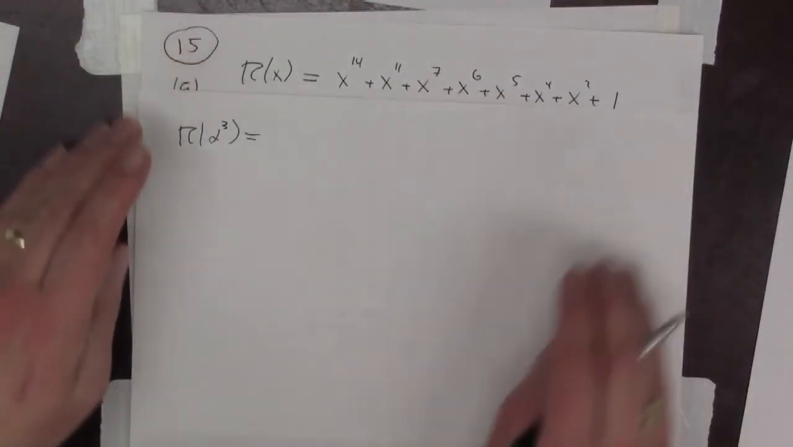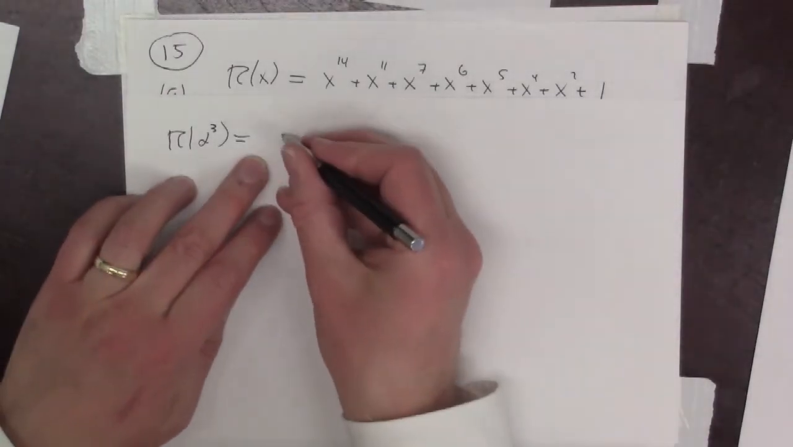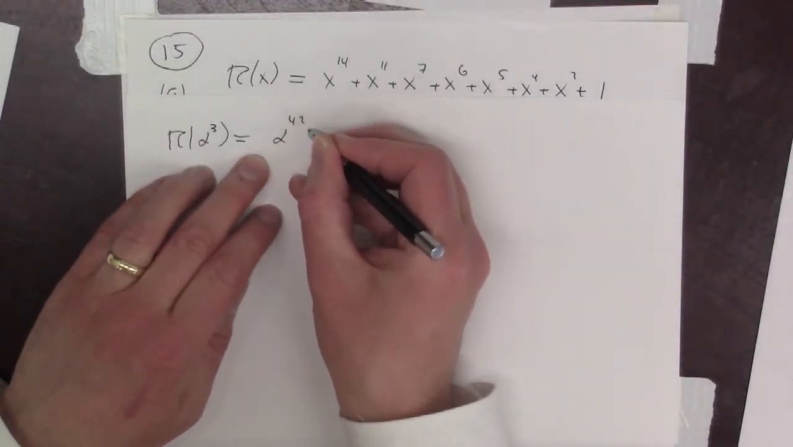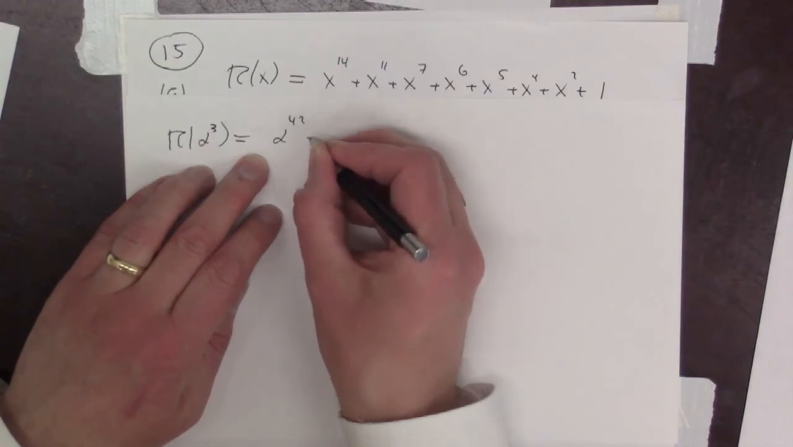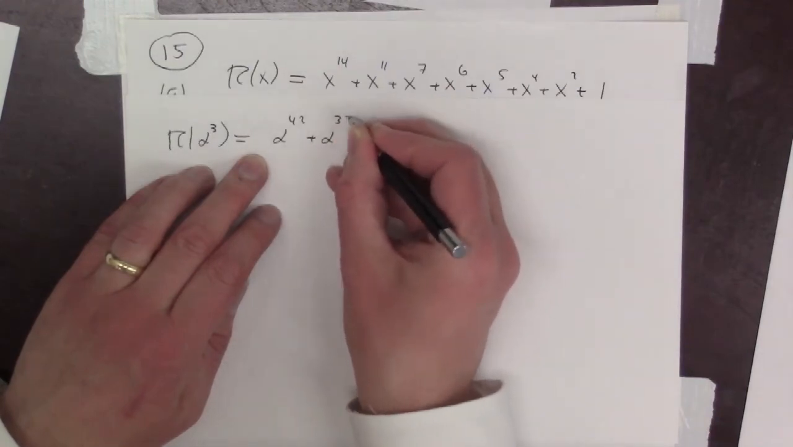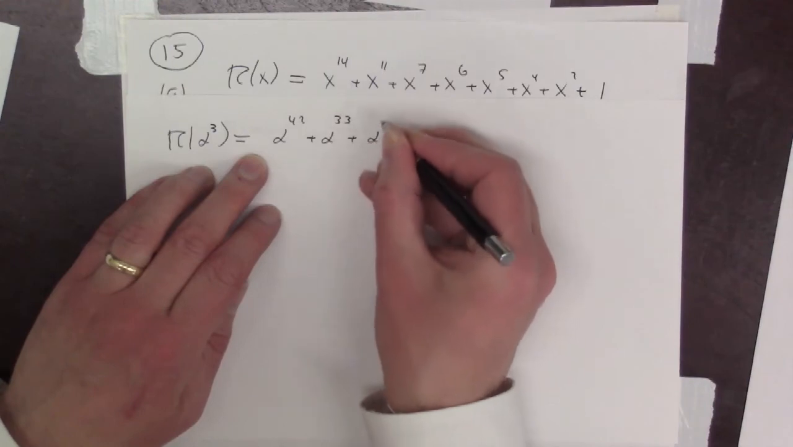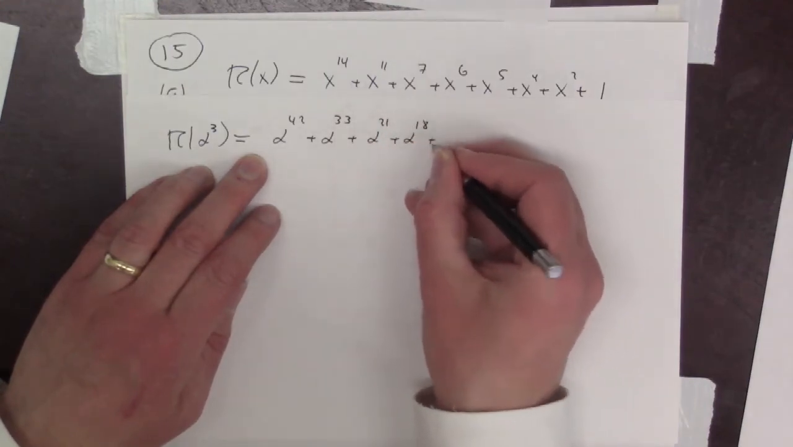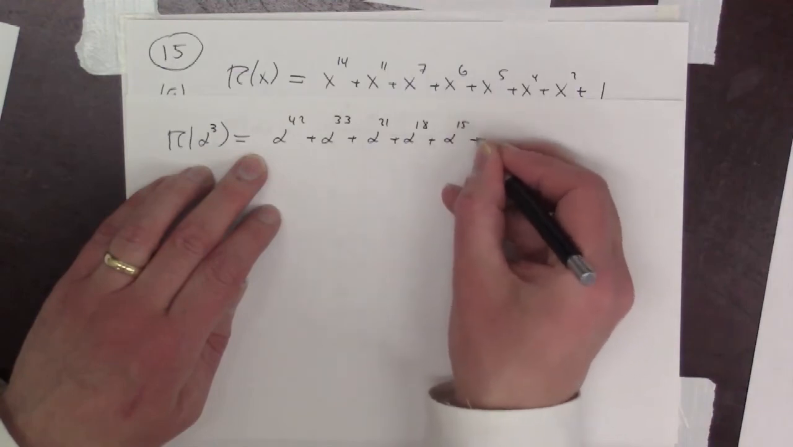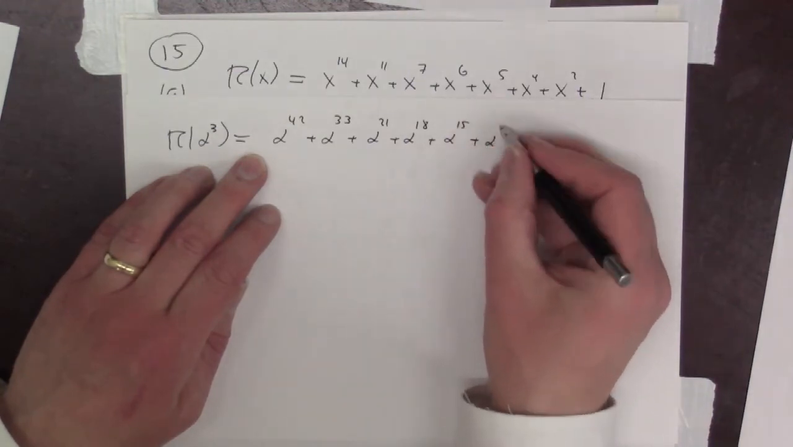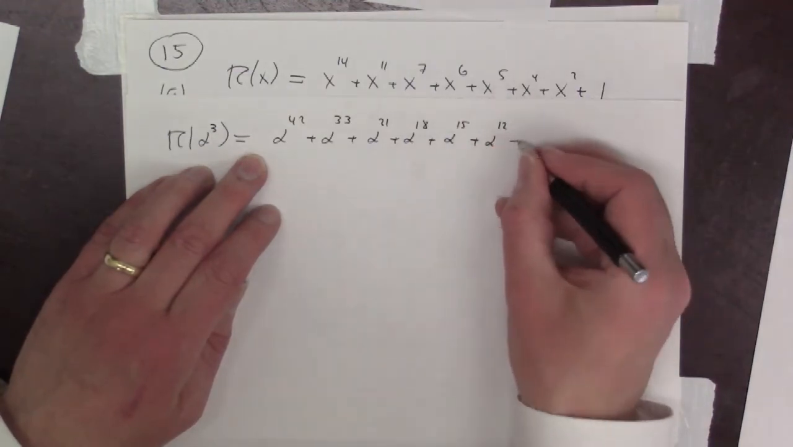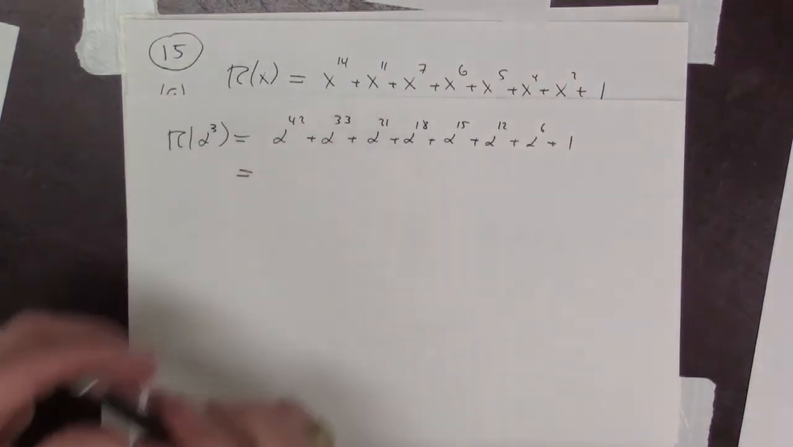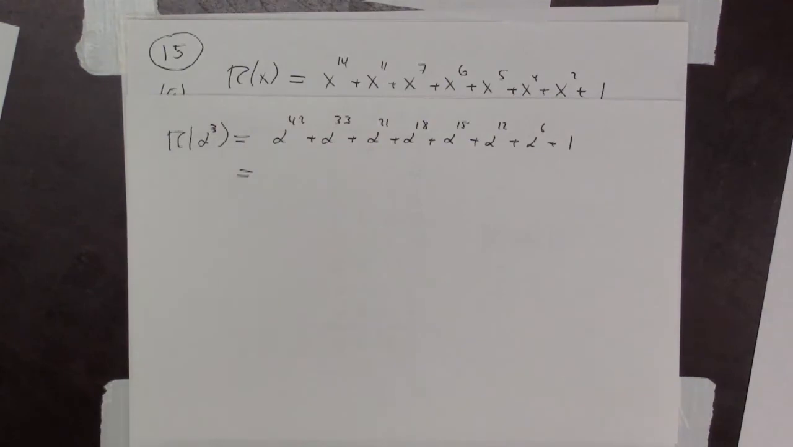So that means now we have to be careful. This is alpha to the 42. 14 times 3 is 42. Plus alpha to the 33. Plus alpha to the 21. Plus alpha to the 18. Plus alpha to the 15. Plus alpha to the 12. Plus alpha to the 6. Plus 1. And now, notice we can do everything now.